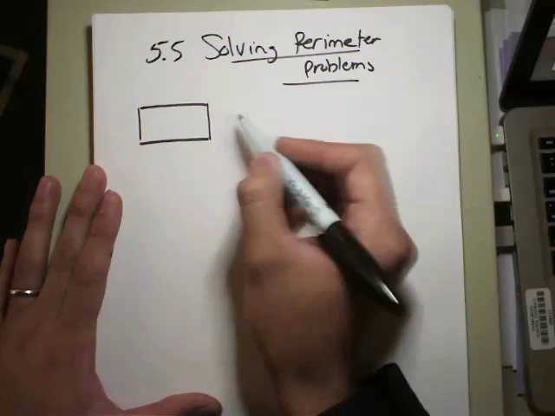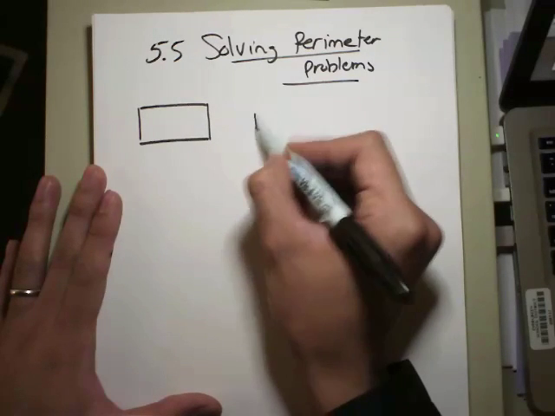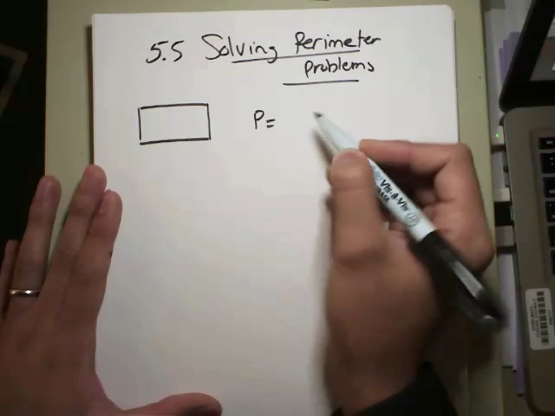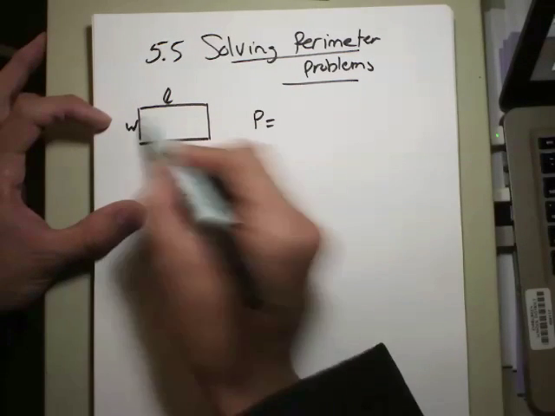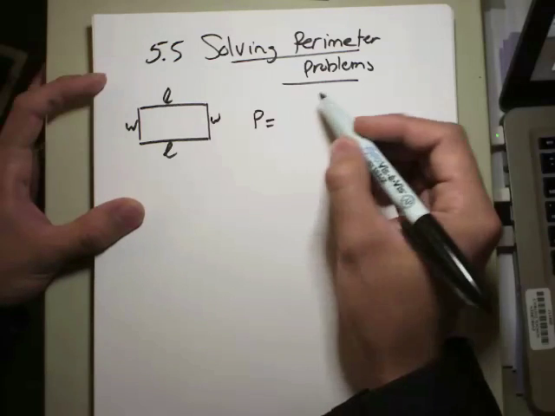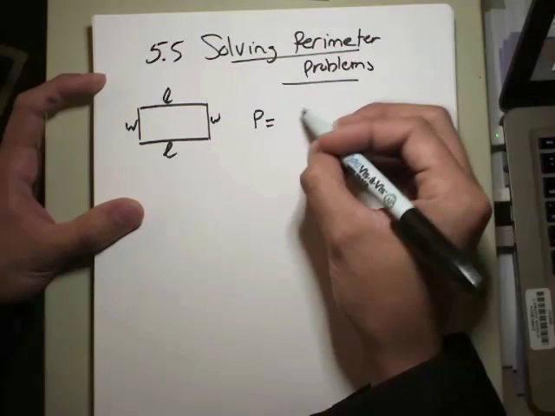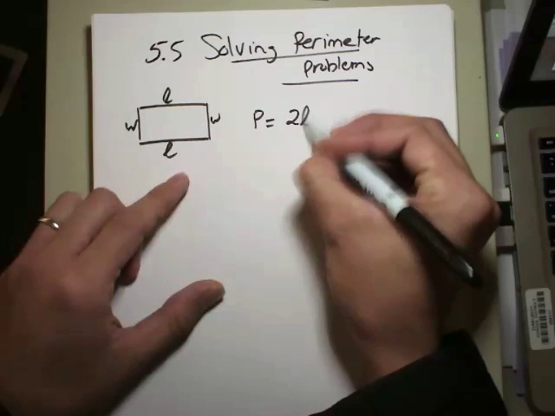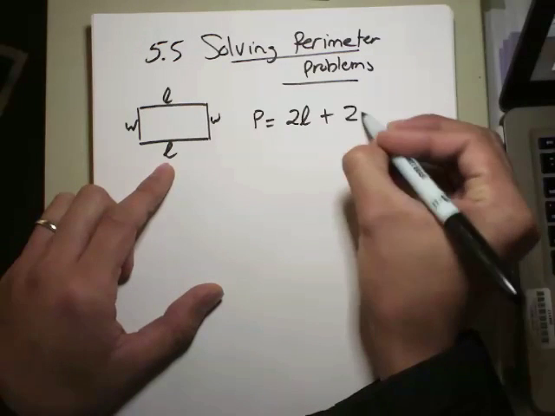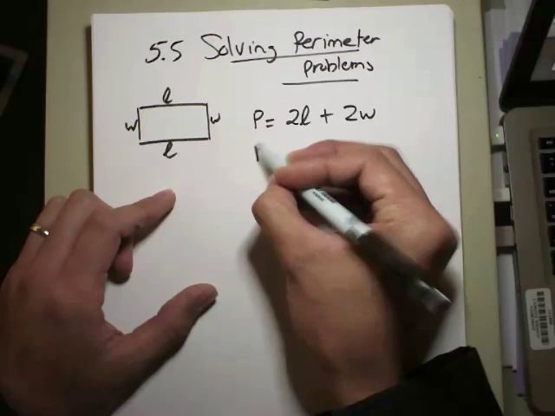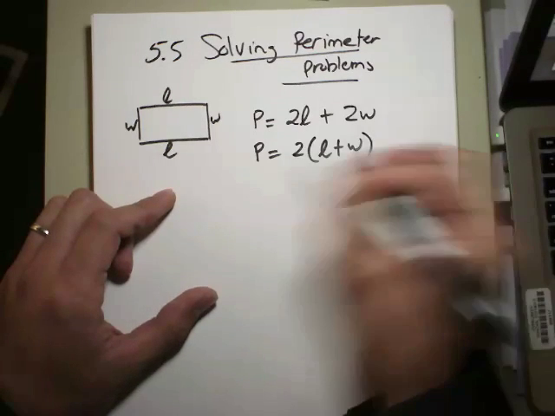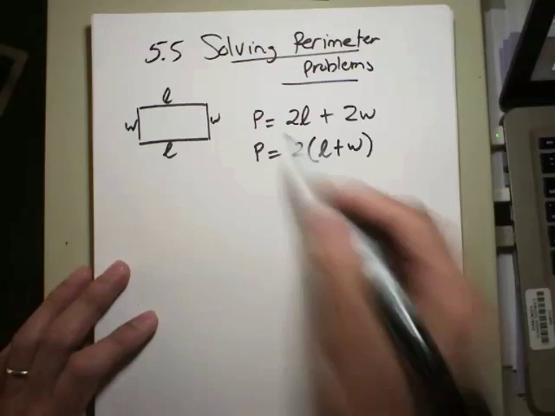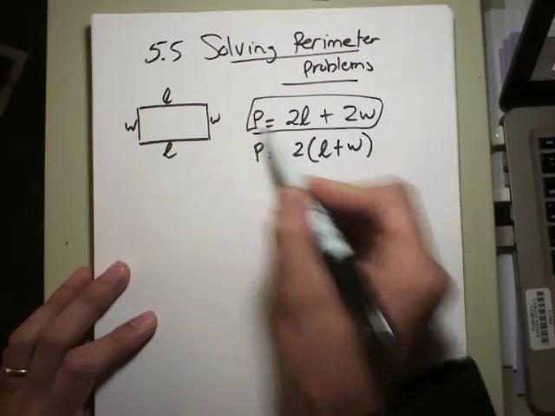And you know that for the perimeter of a rectangle, we just use the letter P for the perimeter. We have one length, two lengths, and we have the width, two widths. So the general formula of a perimeter would be 2 times the length plus 2 times the width. Another variation of the same perimeter formula would be 2 times the length plus the width. It's just a distributive property. So don't be surprised to see something like this.